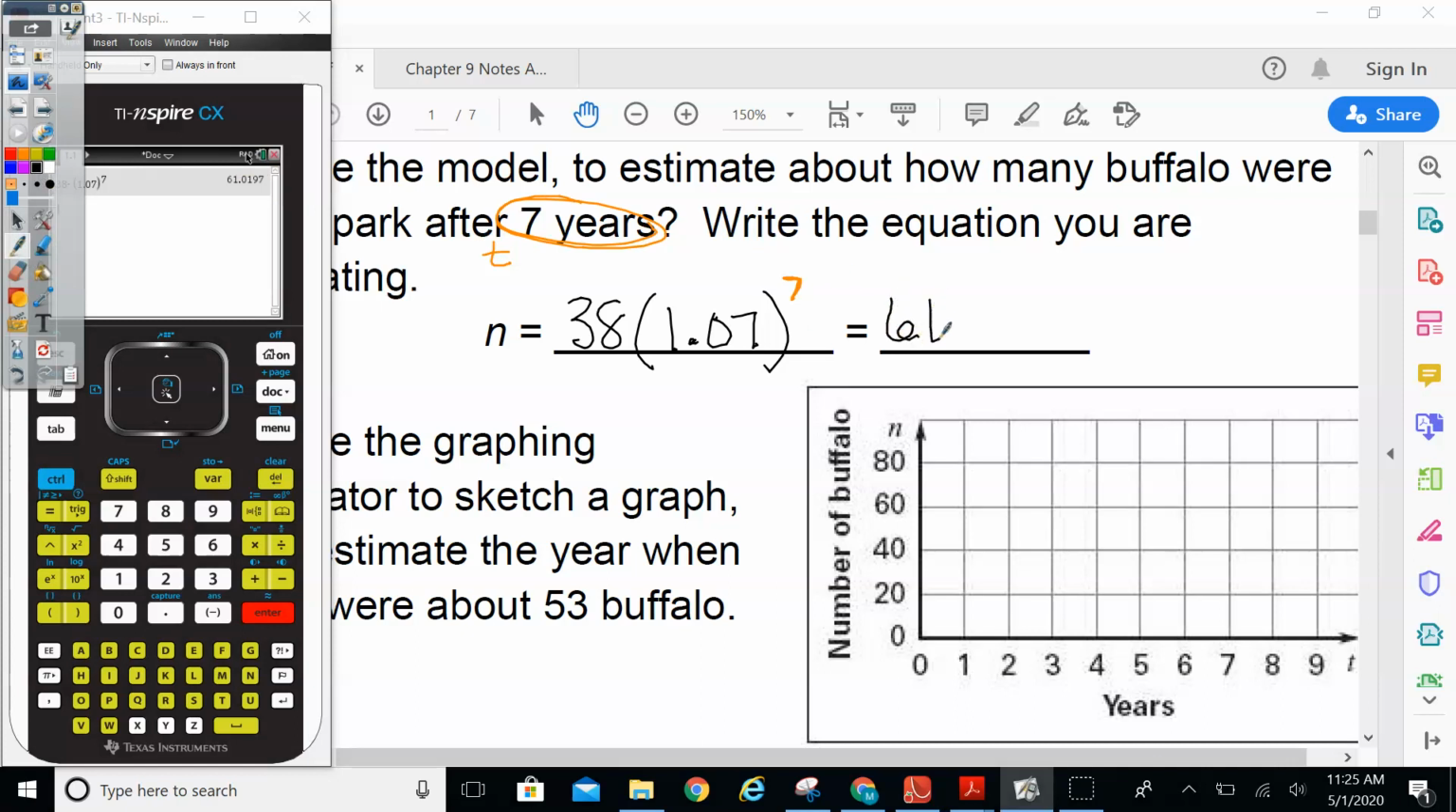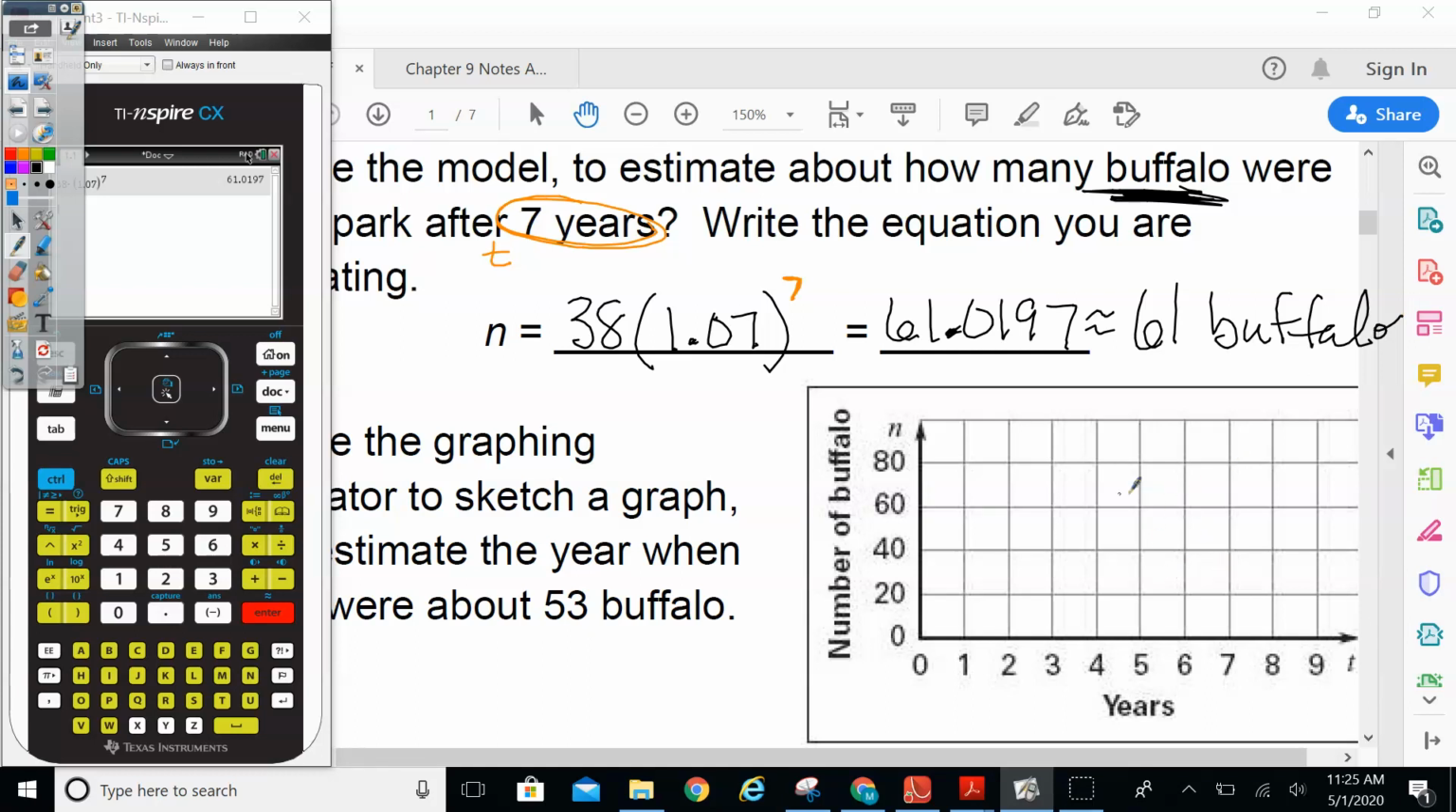61.0197. But again, we're talking about buffalo. So when it's the number of something, you round to the nearest whole number. So here, I would just say there were approximately 61 buffalo. If it's money, you round to 2 decimals. If it's number of, you round to the first decimal.